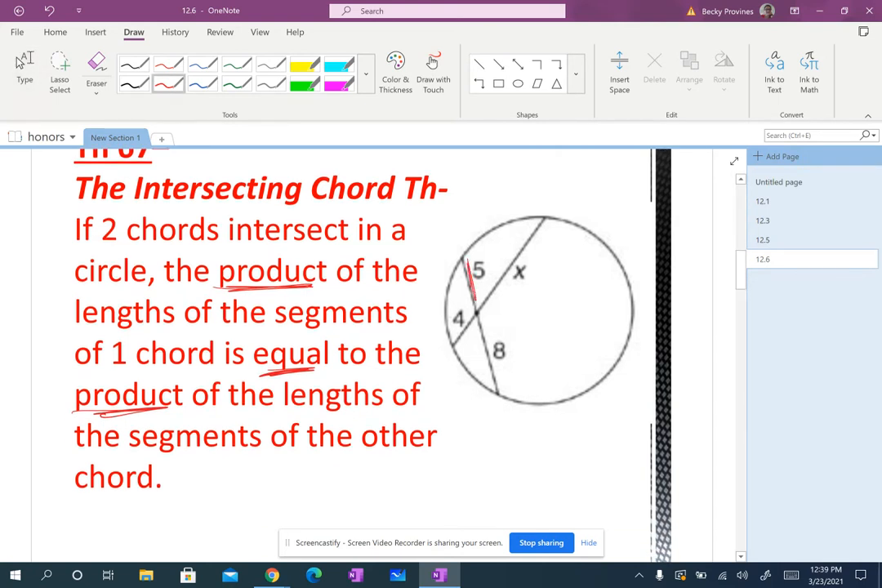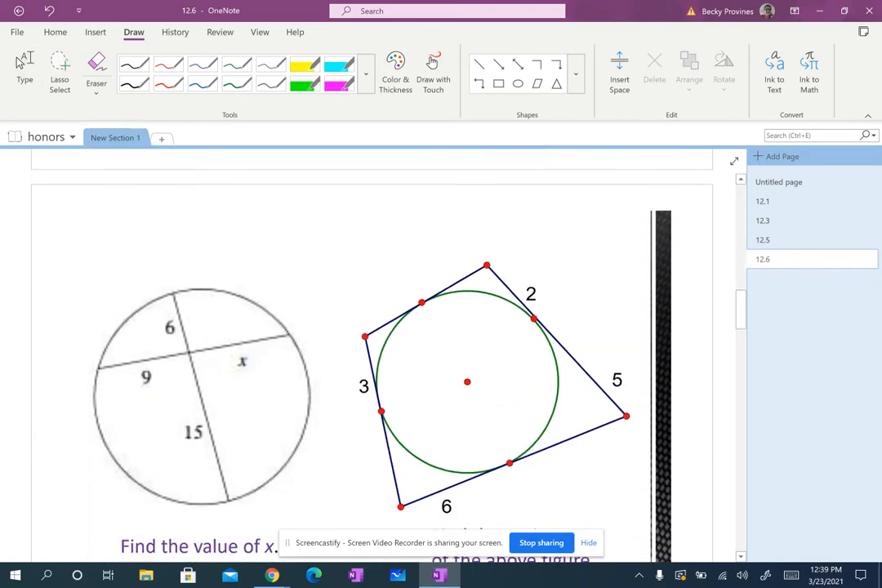And so we're going to take these two lengths here. It doesn't matter which one you start with. So 5 times 8, and this equals the product of these two, which is 4 times x. So 40 equals 4x. Divide, and x is 10. It's pretty awesome.